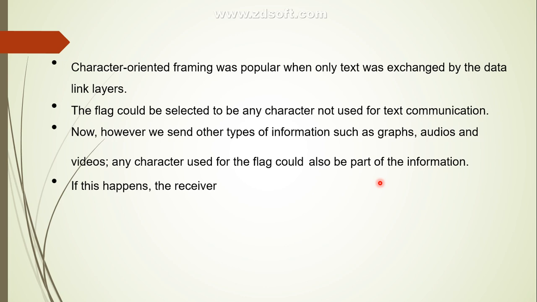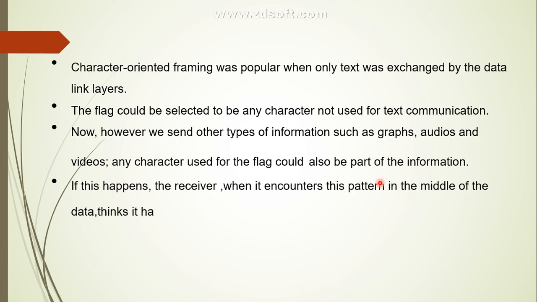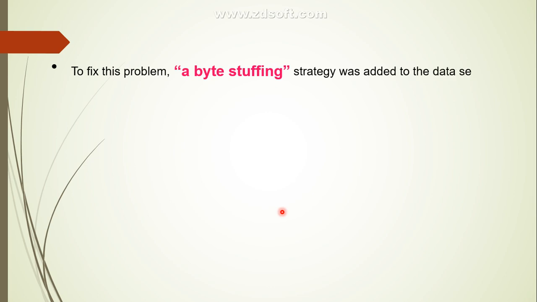So if this happens, when the receiver encounters this pattern in the middle of the data, it thinks it has reached the end of the frame. Because as we know, the flag signals the start and end of the frame. So if the flag occurs in between the data pattern, then the receiver may think it has reached the end of the frame. Now, to fix this problem, a byte stuffing strategy was added to this character oriented framing.